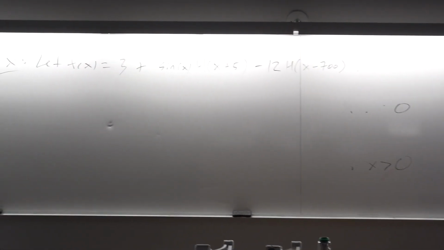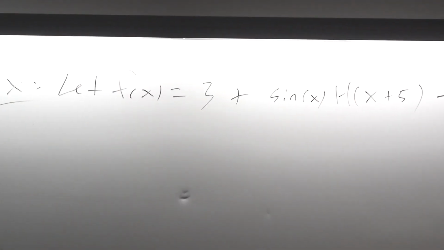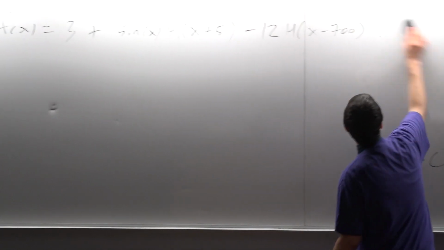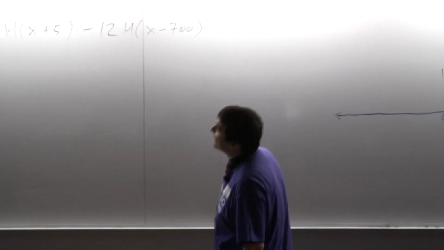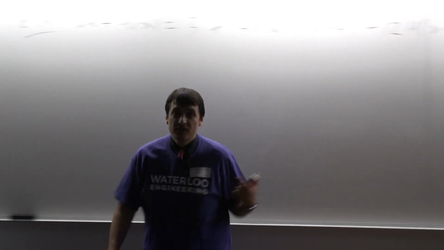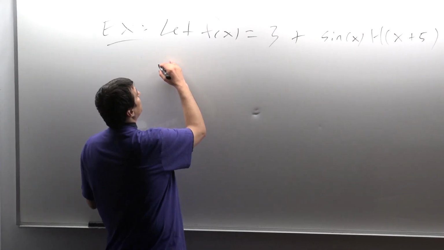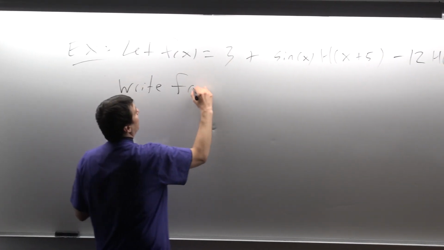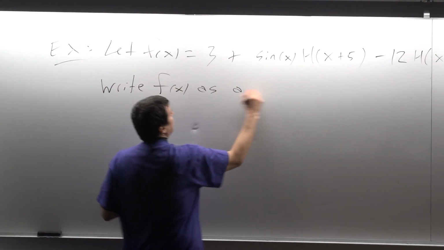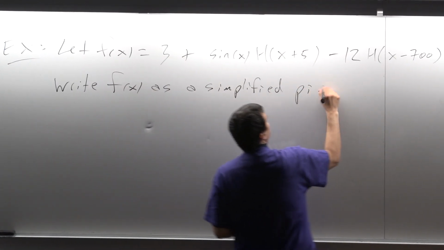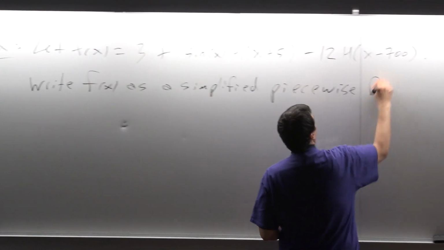Okay? This is a random function. I don't know if you're able to tell. I made that up on the spot. It really doesn't matter what's in here. I'm trying to give you the structure, so you'll see what I'm talking about. And you'll especially see when you find out what the question is. That's not an example. It's just let f equal this. Okay, big deal. What do we want to do with this function? The request is to write f of x as a simplified piecewise function.